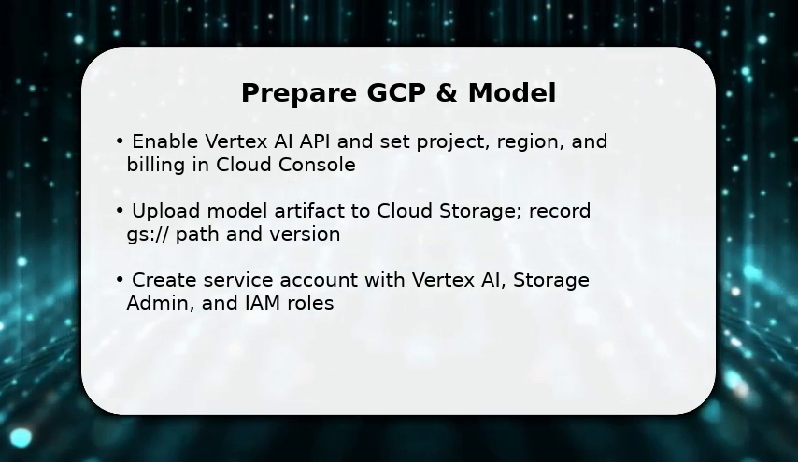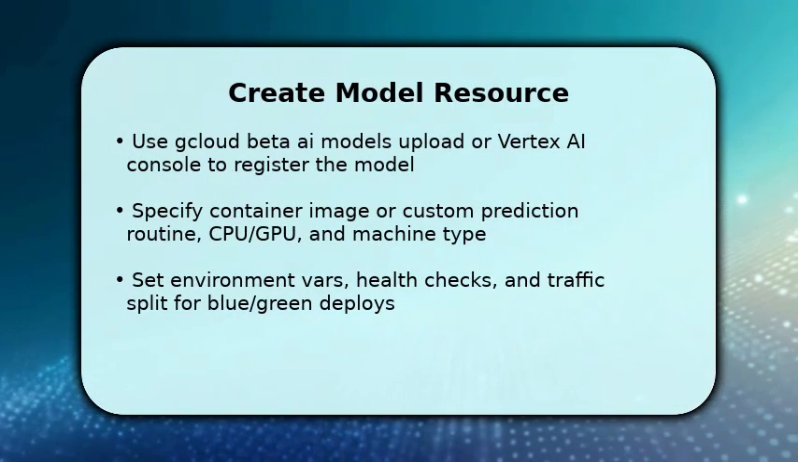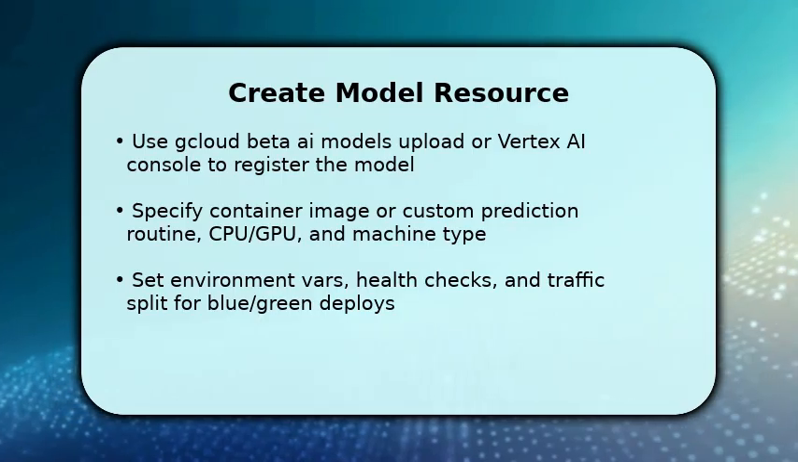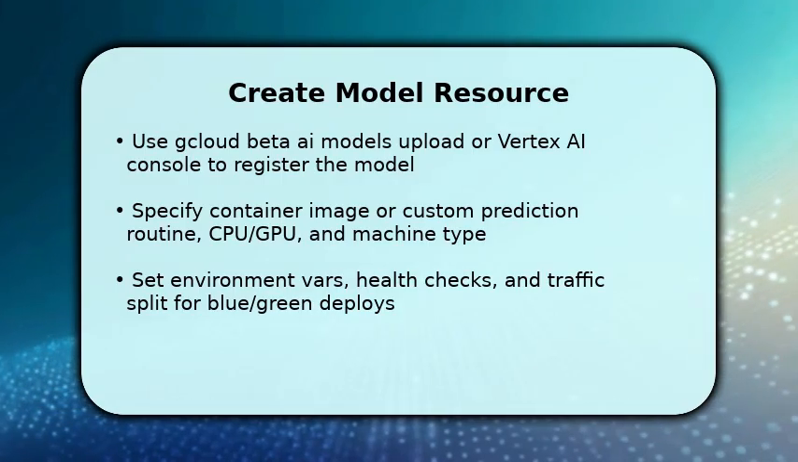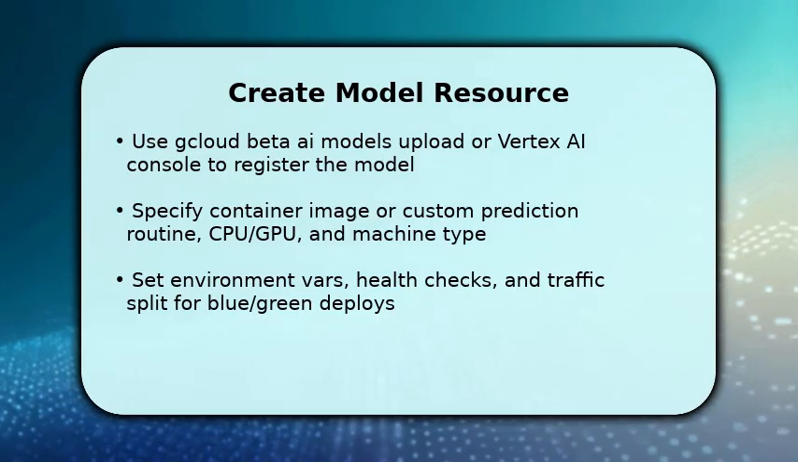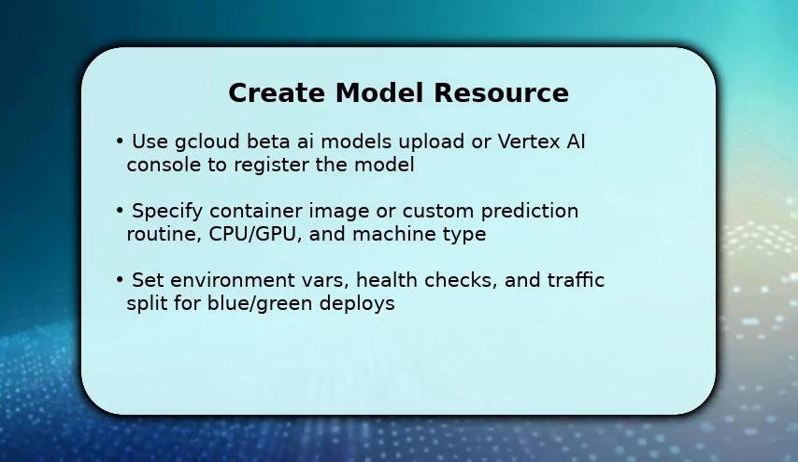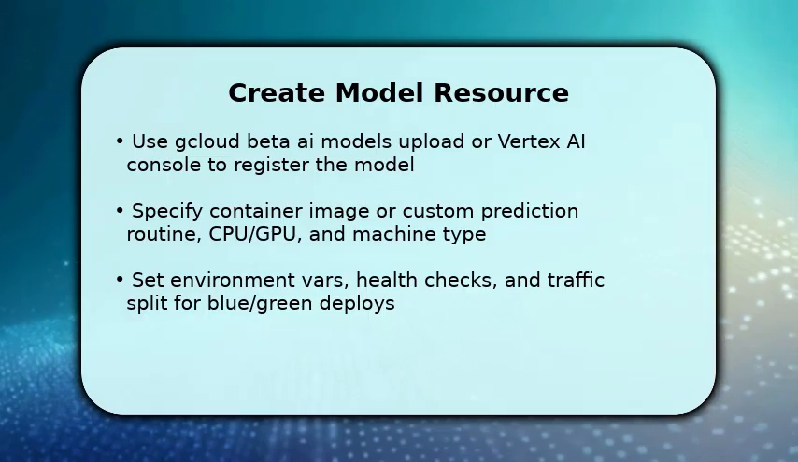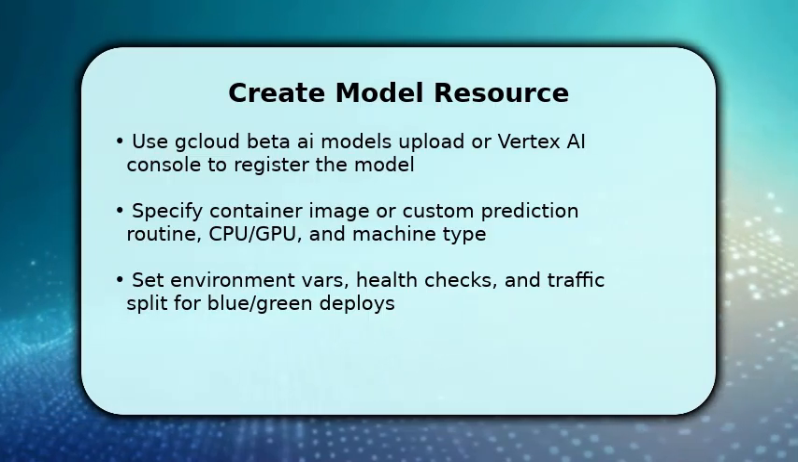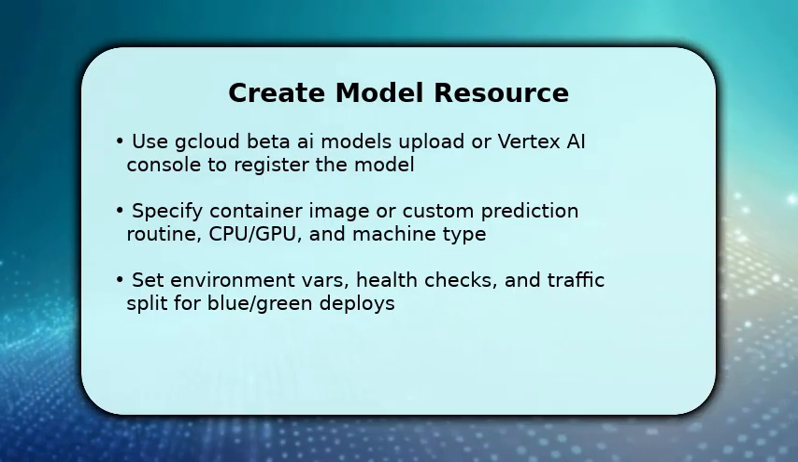Now you register the artifact as a Vertex AI model resource. Use gcloud beta ai models upload or the console for a GUI workflow. Provide the container image or custom prediction code and declare machine type plus accelerator if you need GPUs. This controls latency and cost.